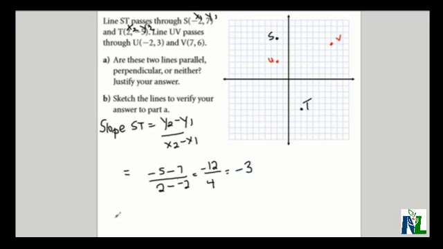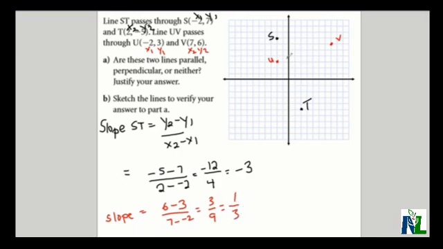Using the slope formula, if I'm finding the slope of UV, I will call U x1, y1, and V x2, y2. That will give me 6 subtract 3 over 7 subtract -2, which is 3 over 9. And of course, that reduces to be 1/3.